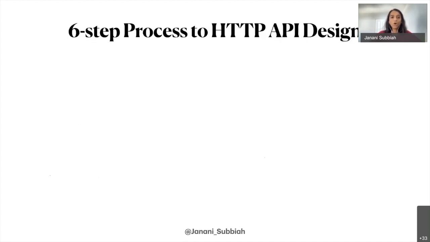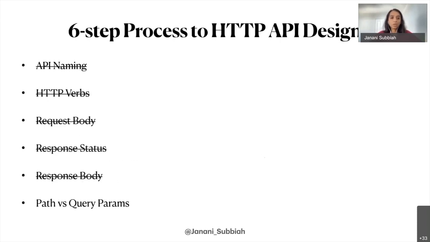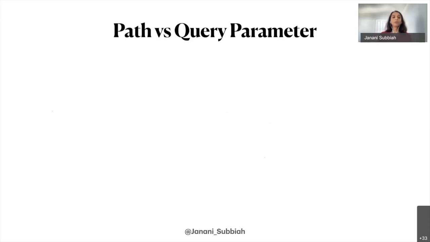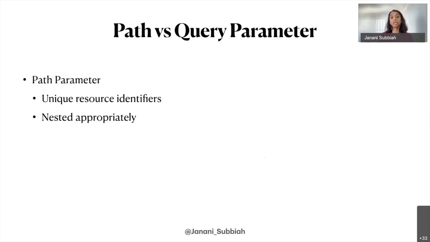So with that, we are almost done with the 6-step process. We are finally in our 6th step, and we're going to be talking about path versus query parameters and which ones I like to use where. For path parameters, I like to use all the unique identifiers as path parameters. I also like to make sure they're nested appropriately, which is probably the best way to do it. When I say nested, I'm talking about putting them in a sequential order, the same order in which they probably belong to each other.